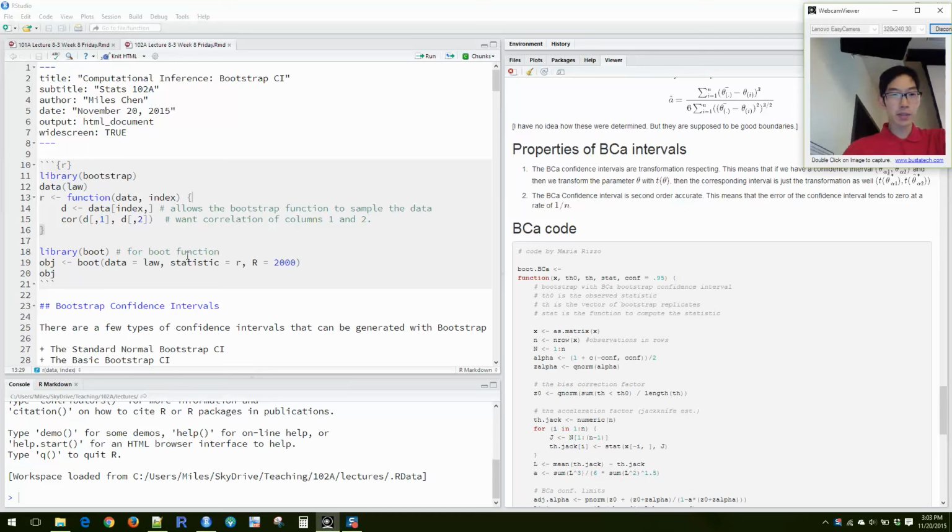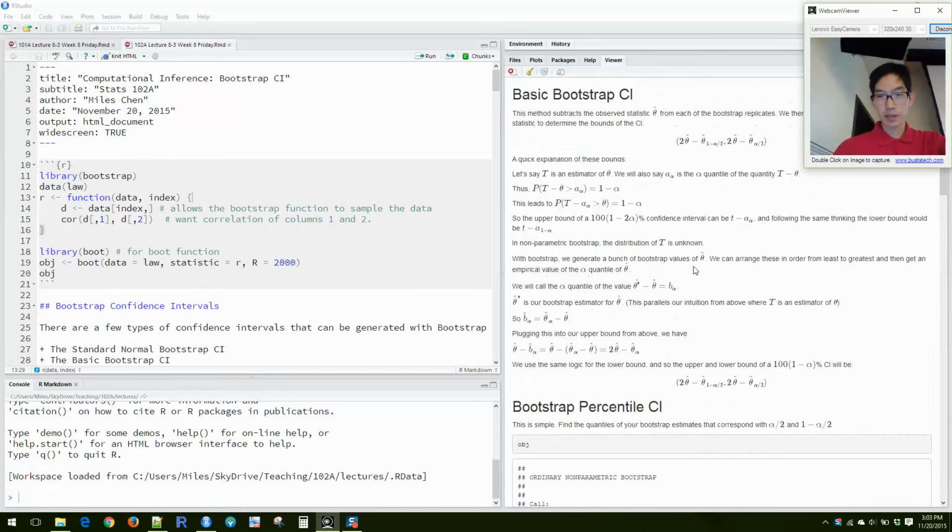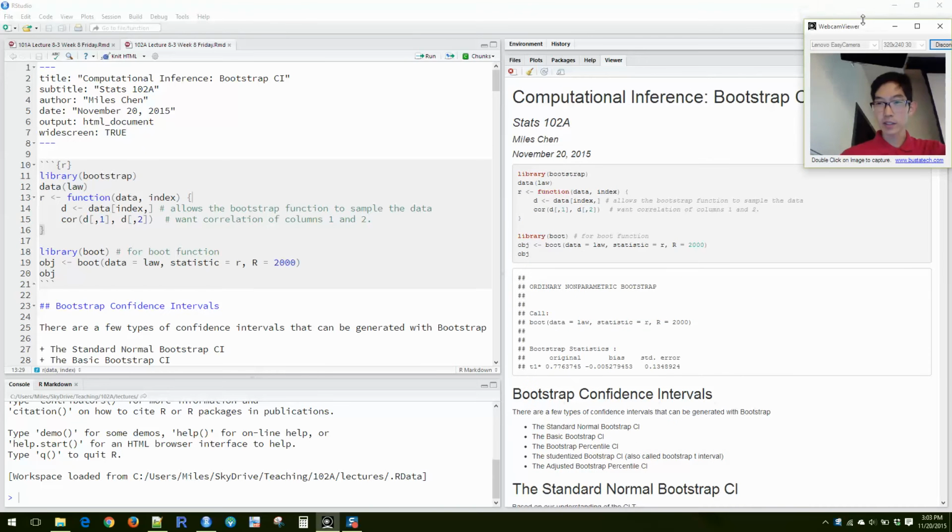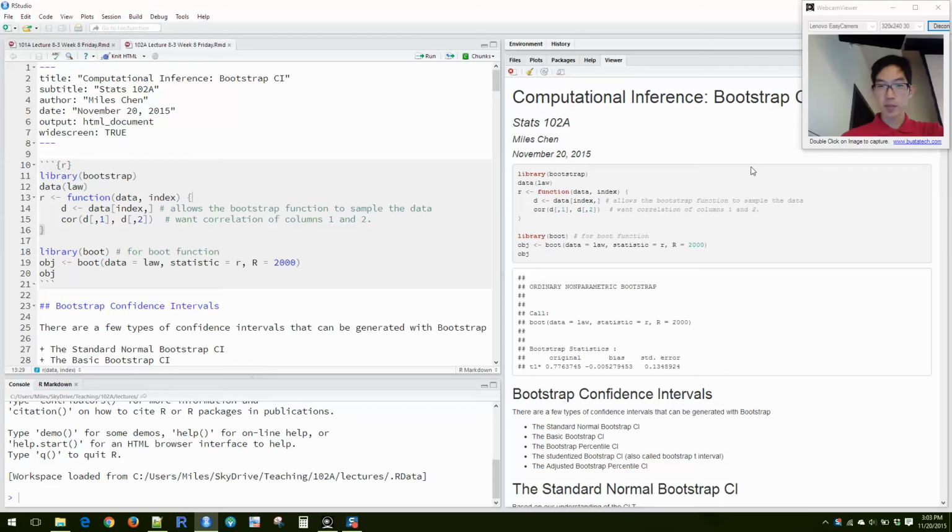All right, so we are going to look at, I guess over here, Bootstrap confidence intervals. Okay, so we'll start off by just loading up the data. This is the law school data. This is the random selection of 15 law schools out of the population of 82 law schools, and we want to know what's the correlation between LSAT score and GPA.